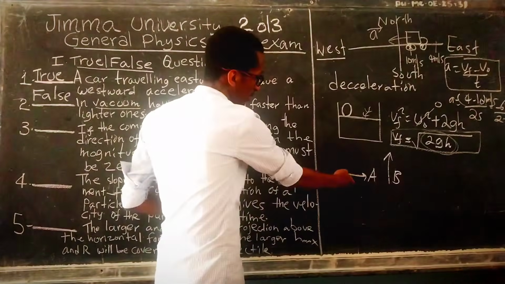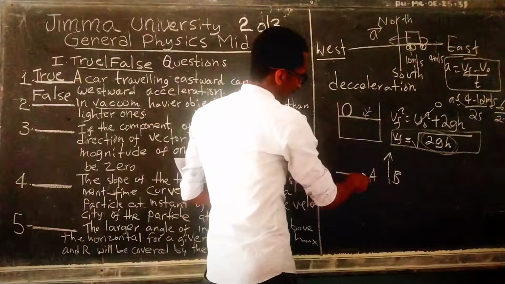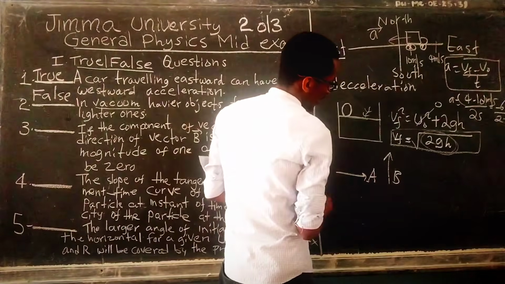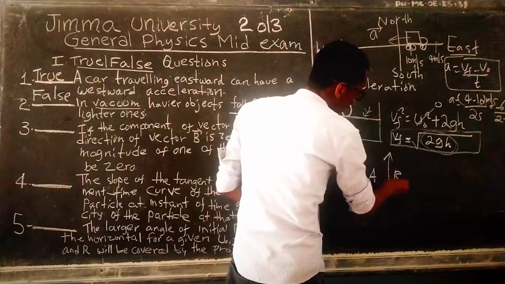So you can see here that vector A has no component along the direction of vector B.